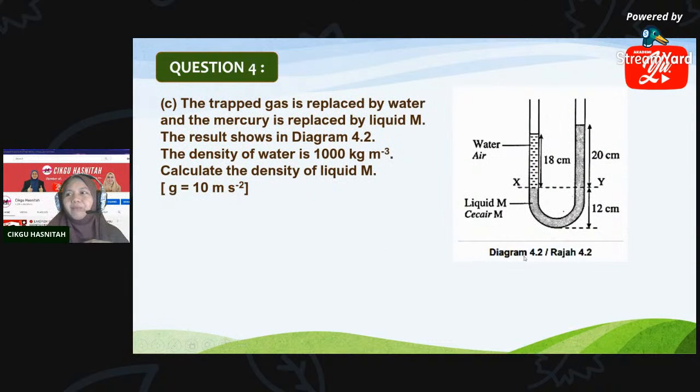Then question C. Now you're given diagram 4.2. The trapped gas is replaced by water and the mercury is replaced by liquid M. The result is shown in diagram 4.2. The density of the water is given as 1000 kilogram per meter cube. Then calculate the density of the liquid M.